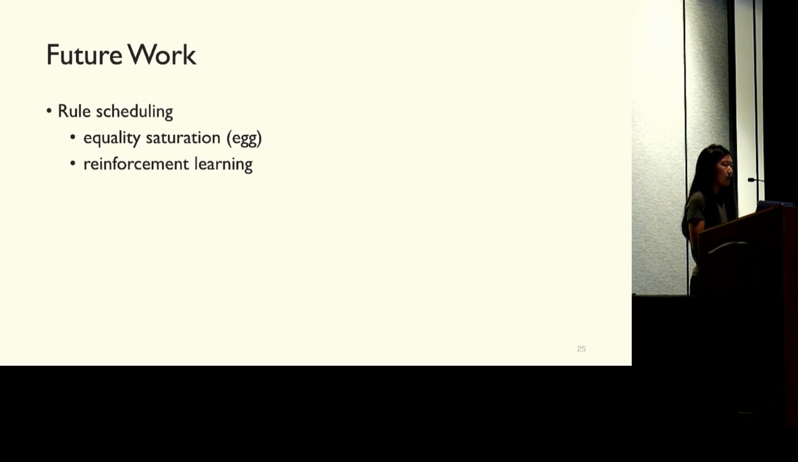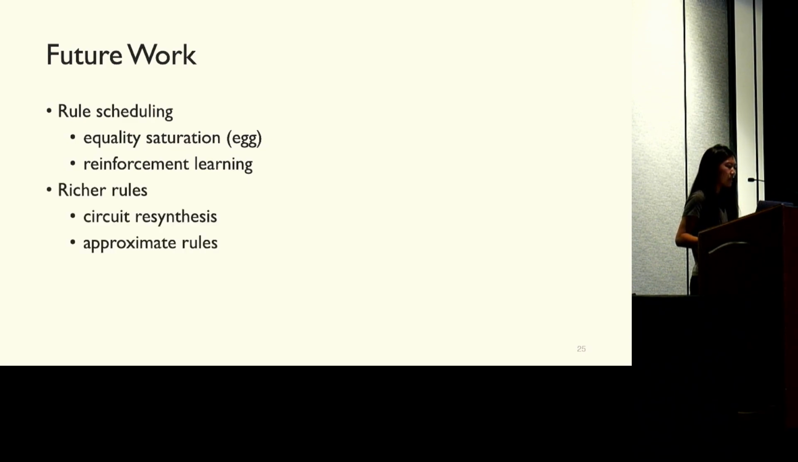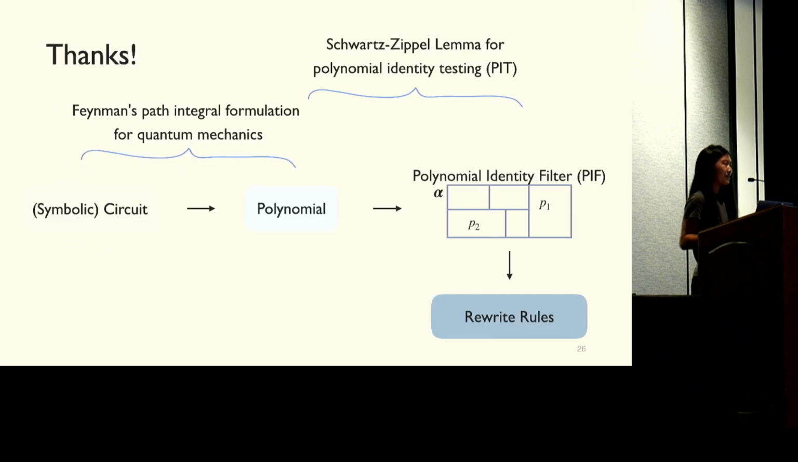And when we were developing this, it wasn't mature enough for us to use. And alternatively, we might look into reinforcement learning for scheduling these rules. And then another avenue would just be to look if we can have more enhanced rules and capture some optimizations that circuit resynthesis can get, or we can explore approximate rewrite rules. And with that, thanks, and I'm happy to take any questions.